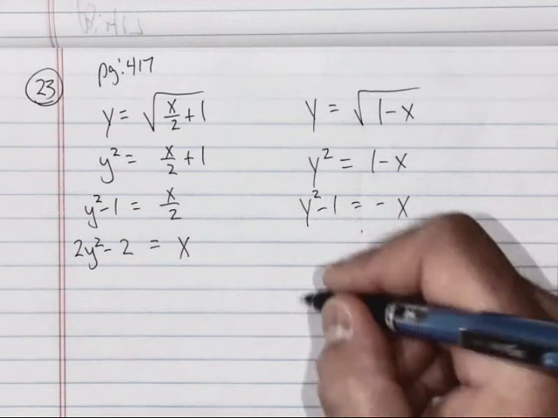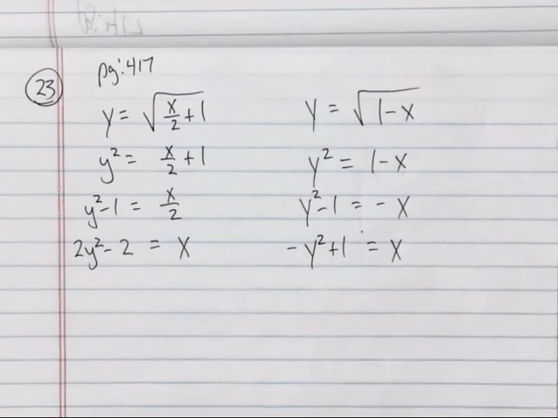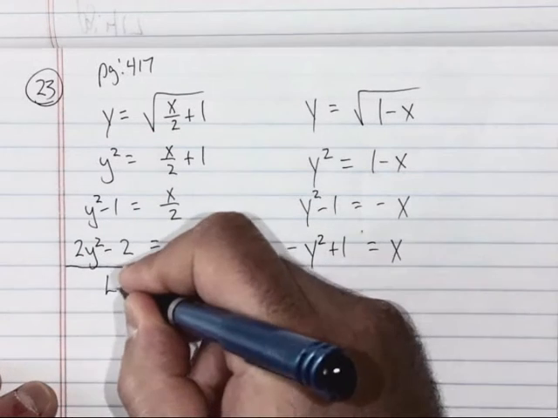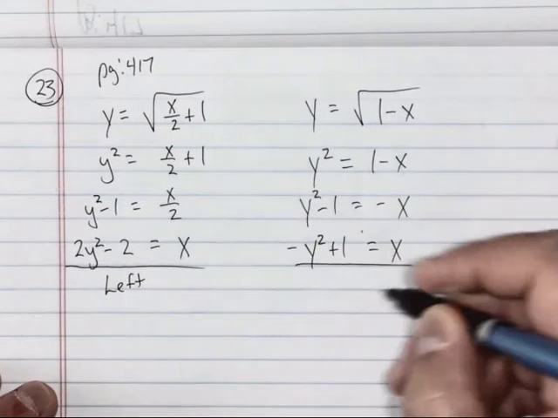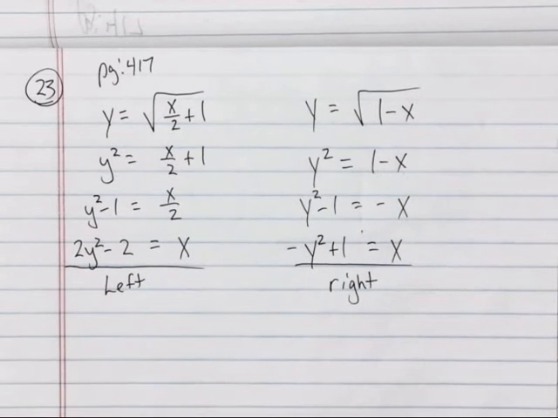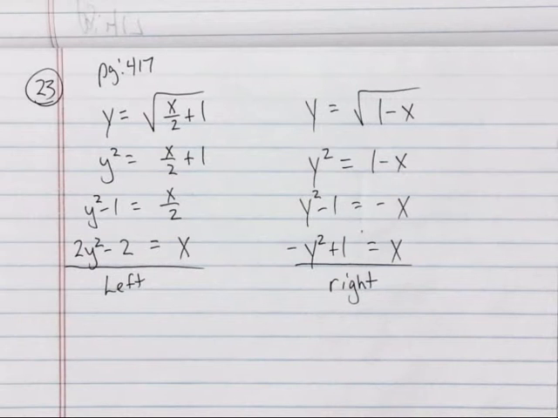Divide everything by negative 1. So we end up getting that function. Okay, and then I'm just going to label which one's the leftmost. So this is the leftmost, and this is the rightmost. Okay, so basically we just rewrote these functions so that they're solved for x, since we're essentially doing the inverse of what we did earlier, so we want to rewrite those.